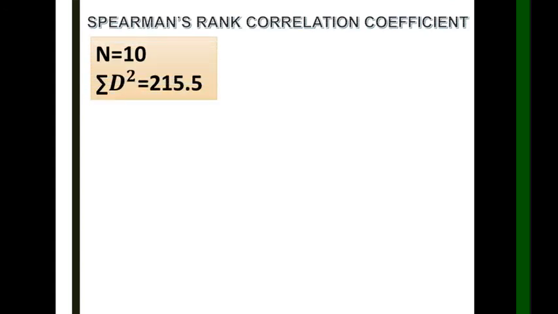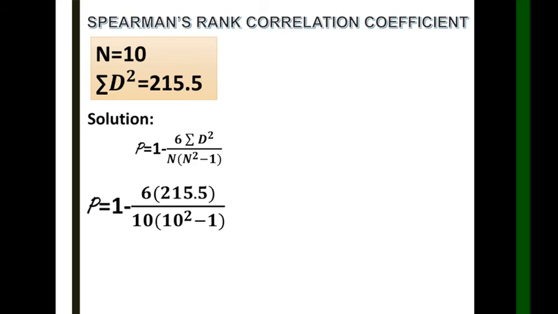Now, we can solve for our Spearman rho. n equals 10 and summation of d squared equals 215.5. The formula is 1 minus the quantity 6 summation of d squared over n times the quantity n squared minus 1. We will just put the two given values into the formula. So we have this one.